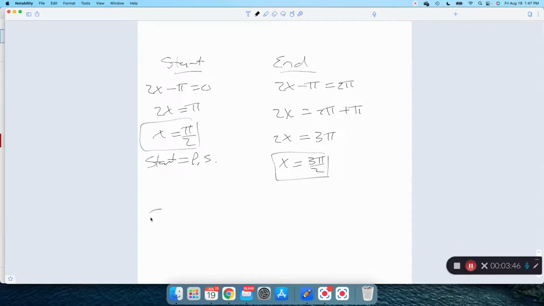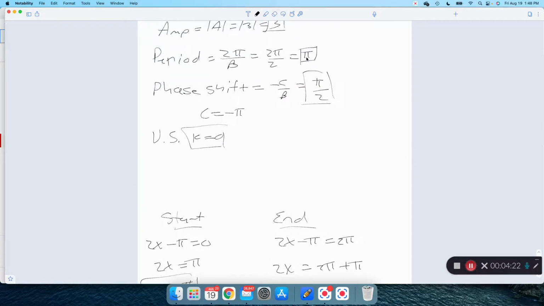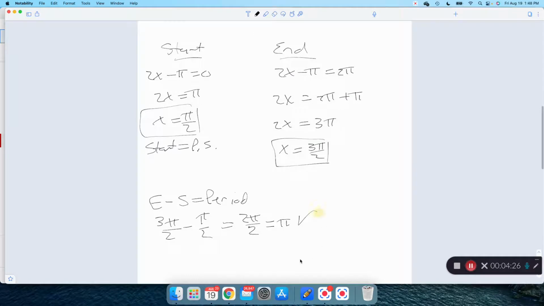Now another check here. You should always check this. End minus start should always equal the period. So let's check that. 3 pi over 2, my end, minus my start. 3, forget about the pi. This is 3 halves minus 1 half. That's 2 halves. Or think like I'm counting pi over 2's. 3 pi over 2 minus 1 pi over 2 would be 2 pi over 2, which would reduce to pi. Is that what I got for the period? It is. Check. You'll catch a lot of mistakes doing that, because a lot of arithmetic mistakes, especially with fractions, happen in here.